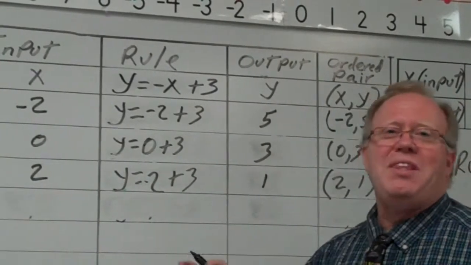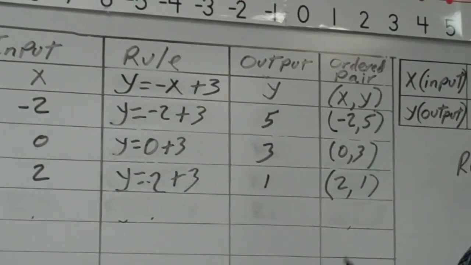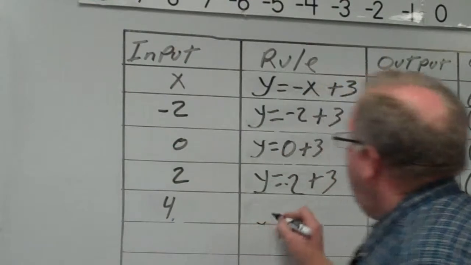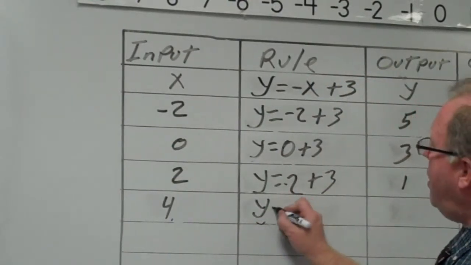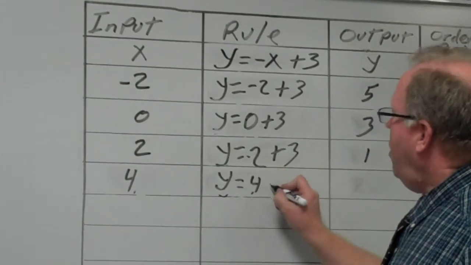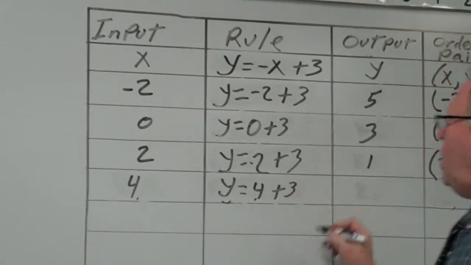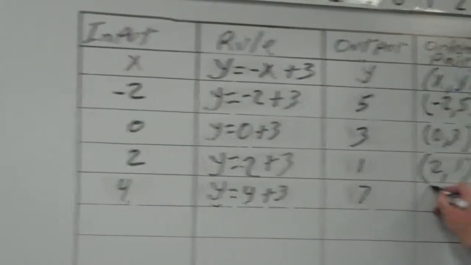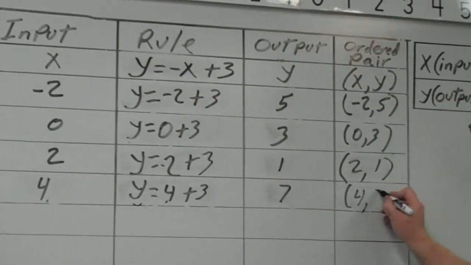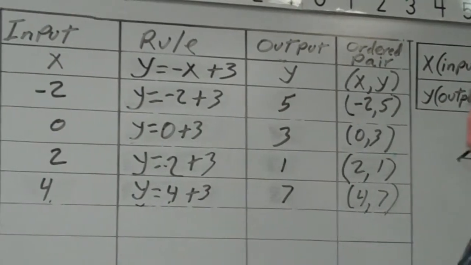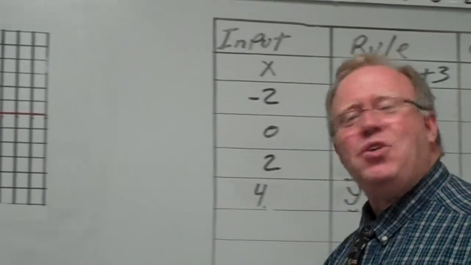What's really cool about this is you can plug in any number at all and make it work. So if we took 4 and put that in there, y equals, and I'm not going to put the negative in this time, 4 plus 3, that would become 7. And so my ordered pair then would be 4, 7. Works out really cool.